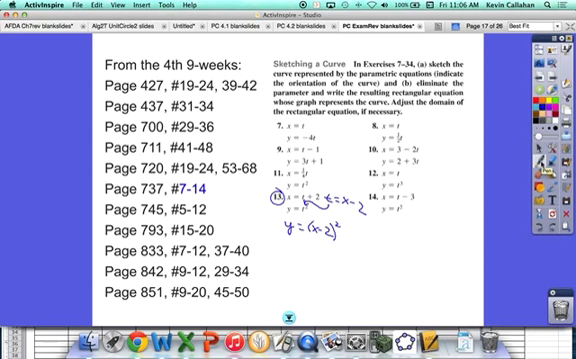I believe there's two questions. One is definitely eliminate the parameter. Another one just has to do with the shape of a graph.